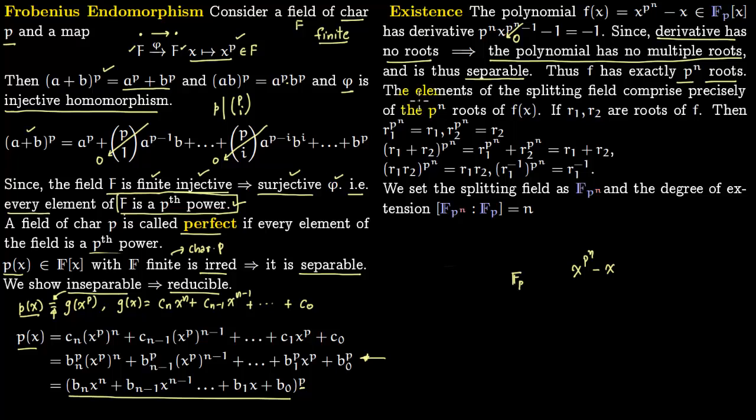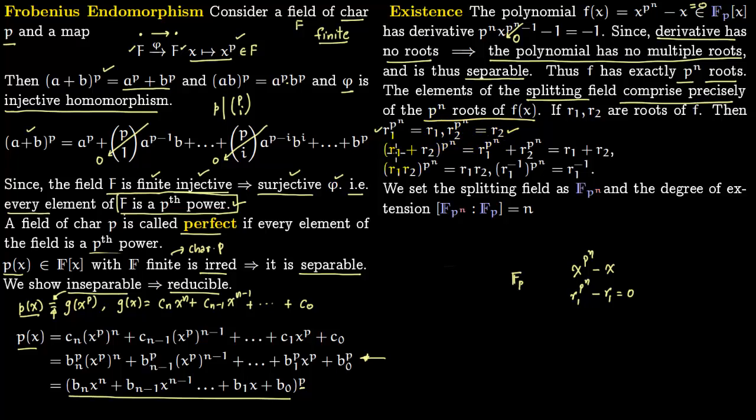Now the elements of the splitting field comprise precisely the p to the power of n roots of f(x). So say if r1 and r2 are roots of f, then both r1 and r2 will satisfy this equation x^(p^n) minus x equals 0. If you put r here, the root, this will become equal to 0. So if r1 is a root, r1 to the power of p^n minus r1 is 0. So this is equal to r1.